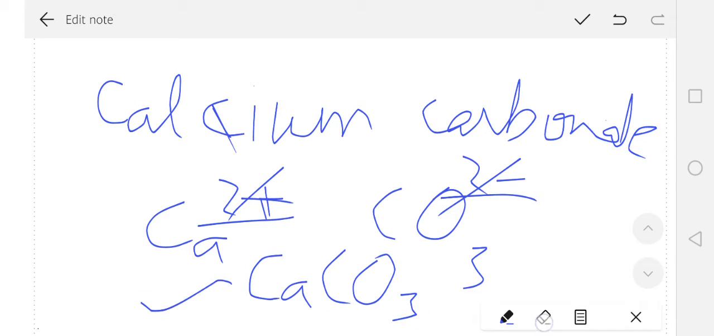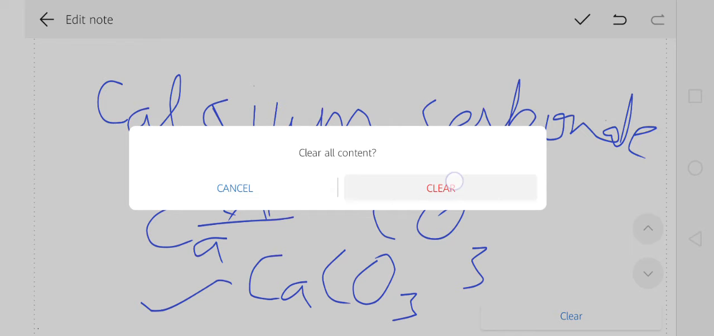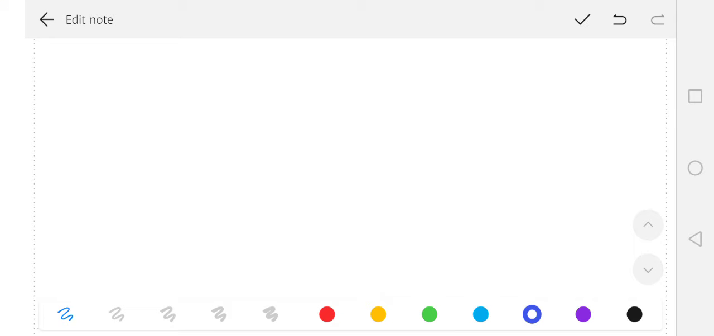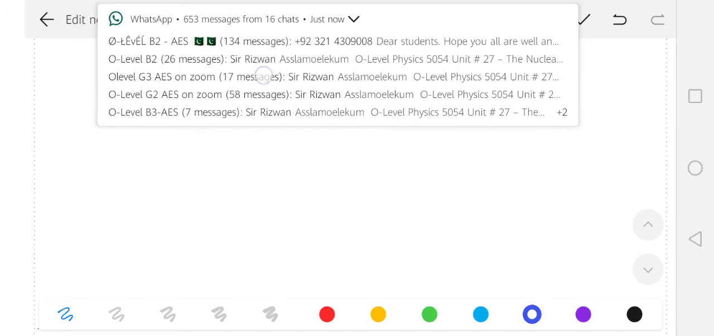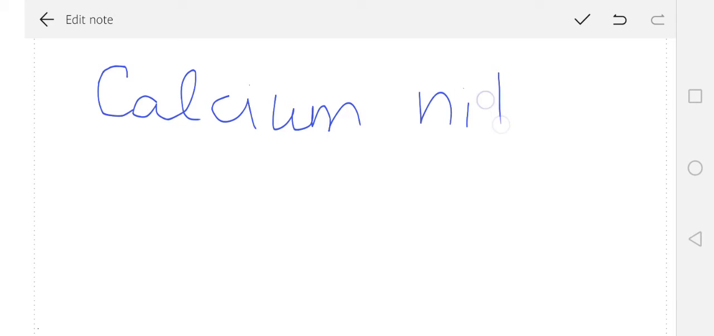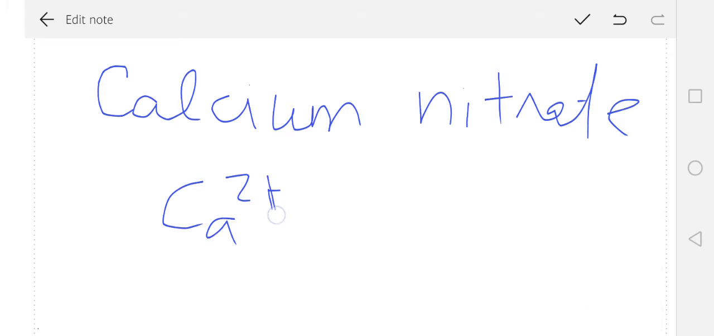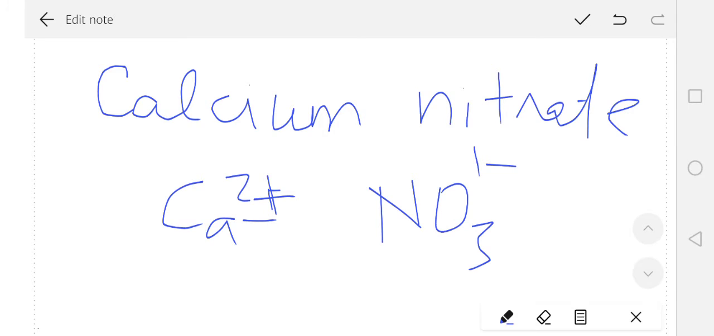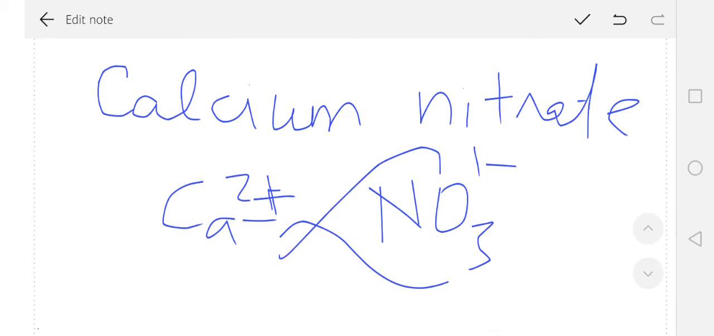This is the right formula. Let's take another example. If you are supposed to write the formula of calcium nitrate, calcium has charge 2+, and nitrate has formula NO3 with charge 1-. So now they are different charges. You simply cross it, and parentheses, I said that parentheses we will talk about later on.